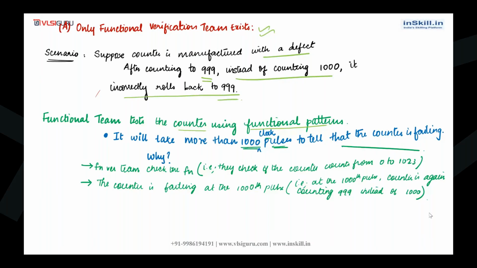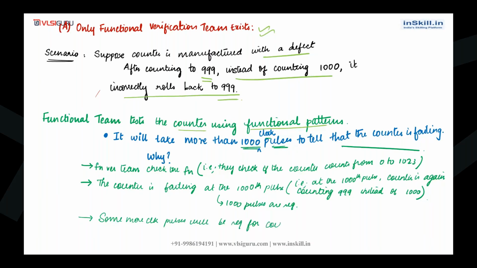So for this itself, 1000 pulses are required. And then some more clock pulses will be required for counter initialization and counter observation.